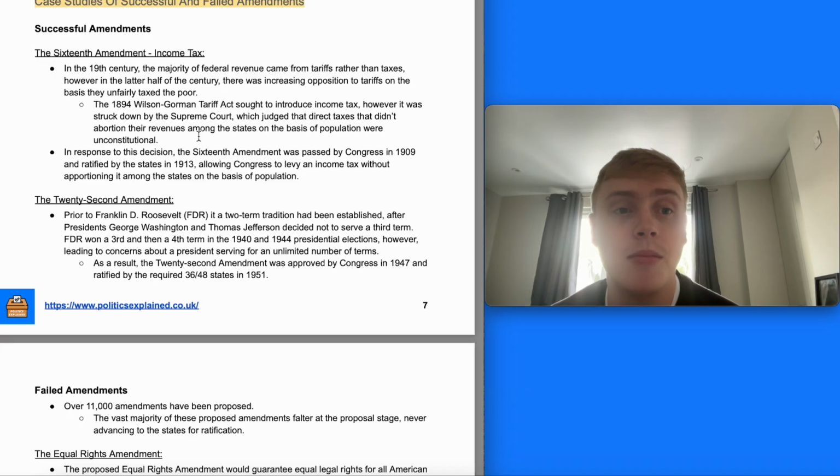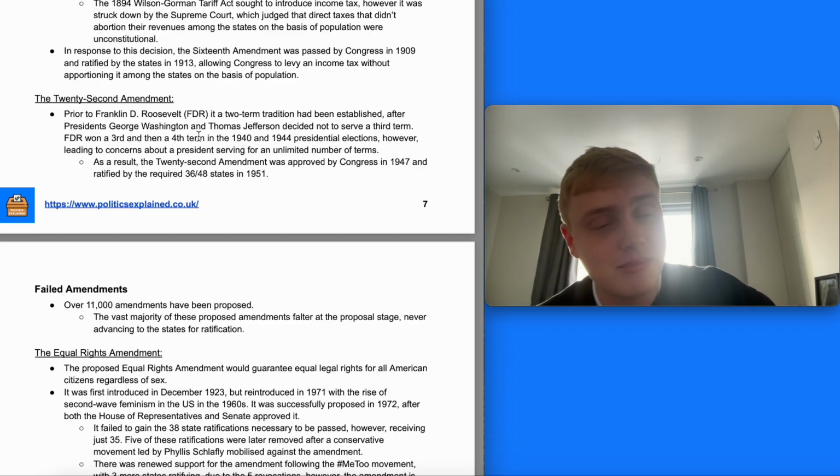revenues among the states on the basis of population were unconstitutional in relation to the Constitution. And in response, the 16th Amendment was passed by Congress in 1909 and ratified by the states in 1913, allowing Congress to levy an income tax without apportioning it among the states on the basis of population.